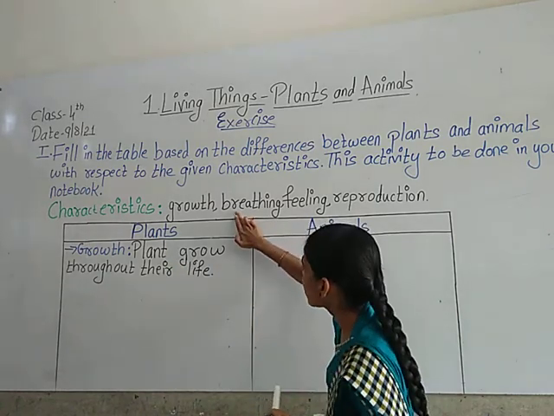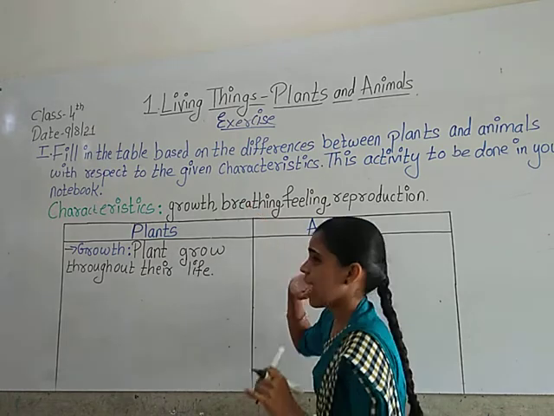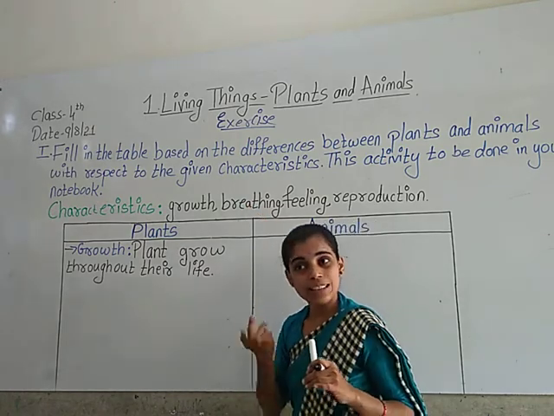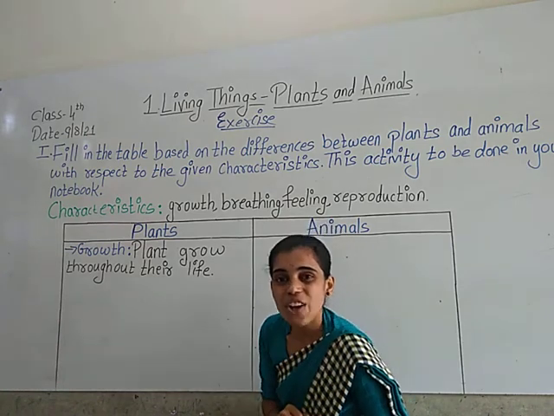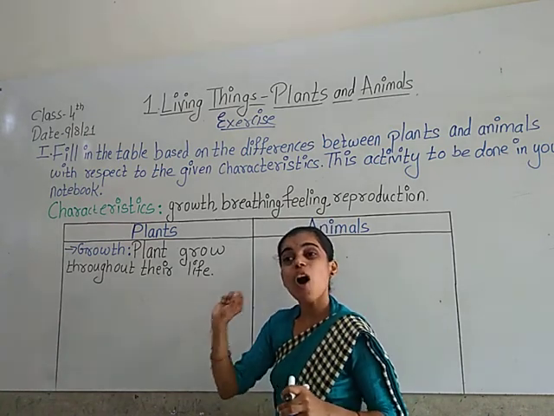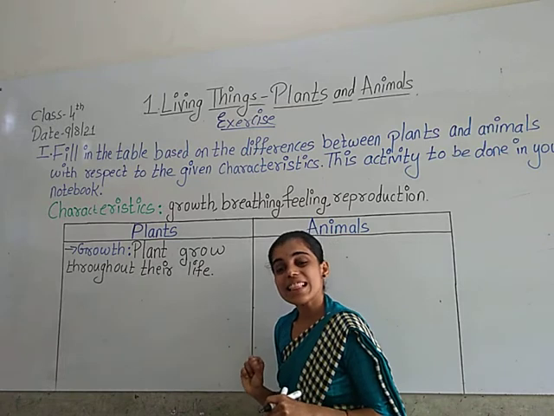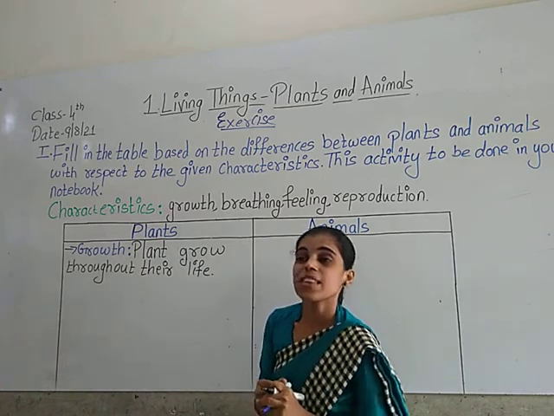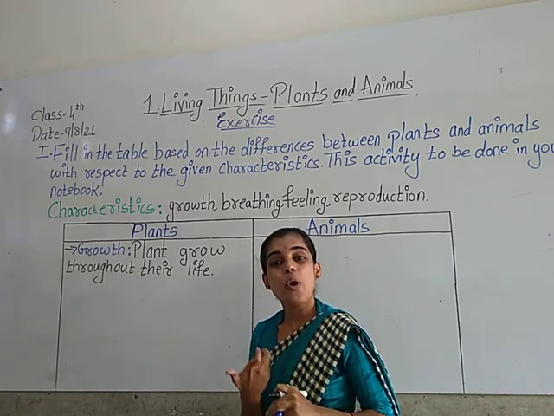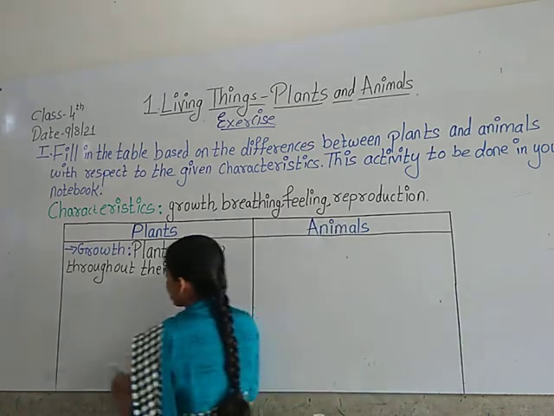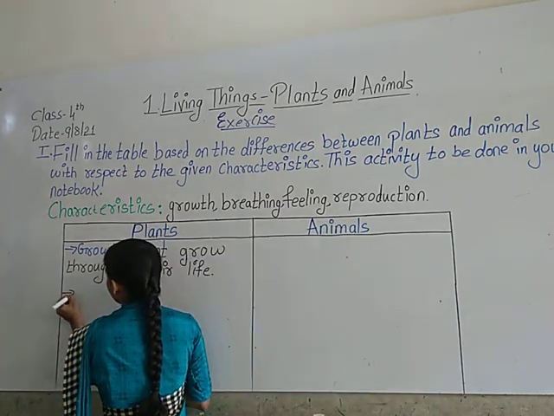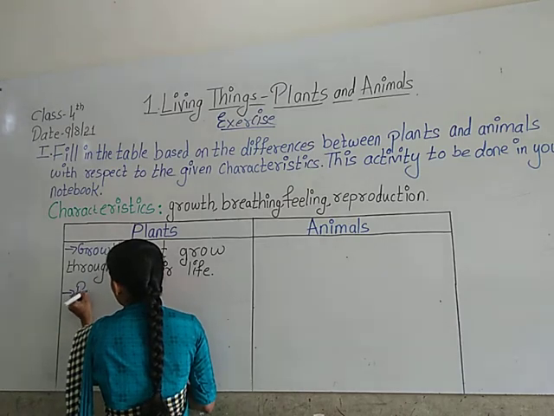Next one characteristic is breathing. So how does the plant breathe? Yes, you are right. With the small holes in the leaves. It is called as stomata. So I will write the next one character. Breathing.